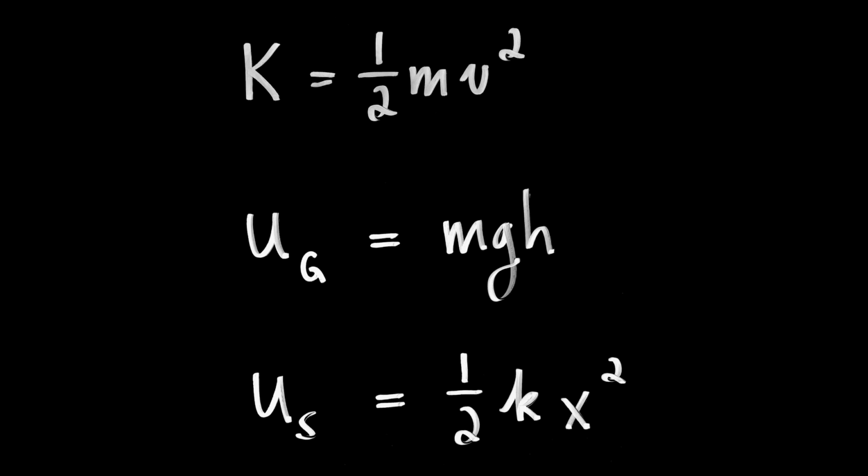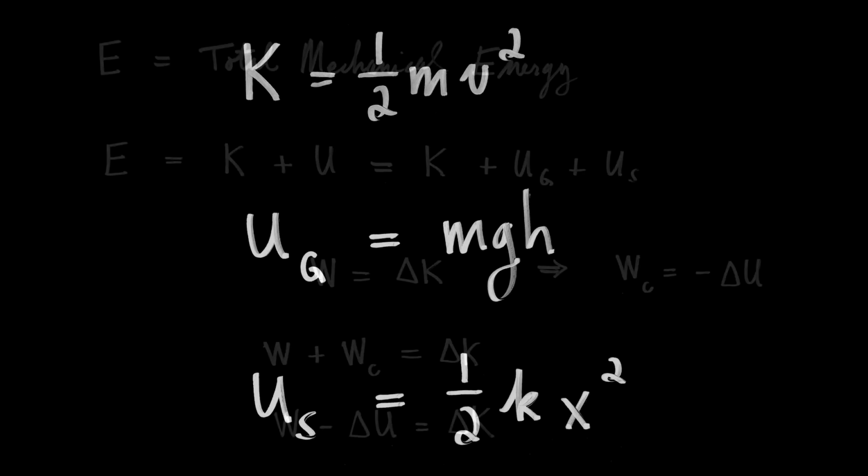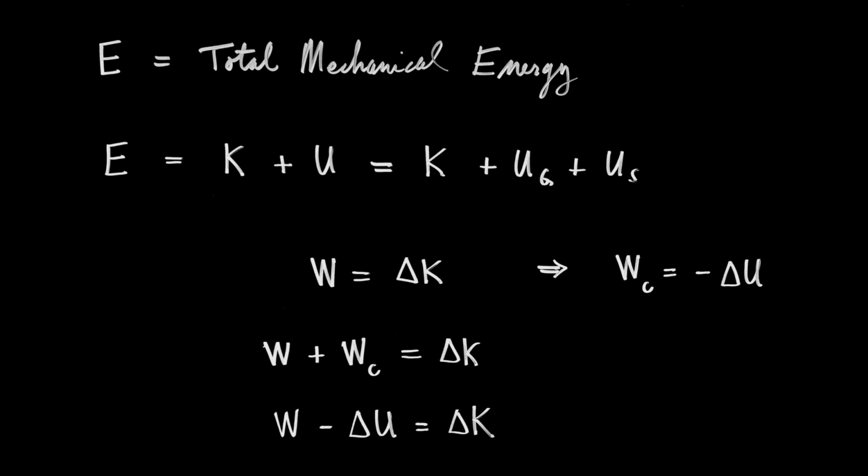But which one of them is the special number? Which one is the one that matters? Which is the one that has the useful property? Well, it turns out all of them. Because now, since I've developed these, I can define capital E, the total mechanical energy. Capital E is the total mechanical energy. And it's as easy as it sounds.